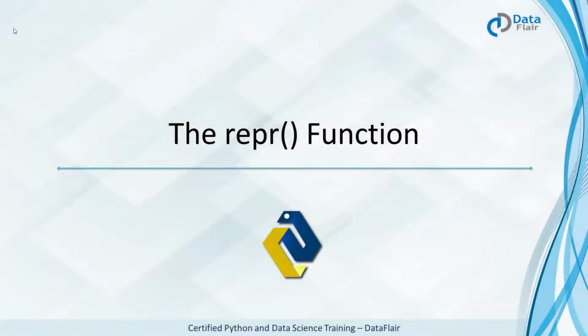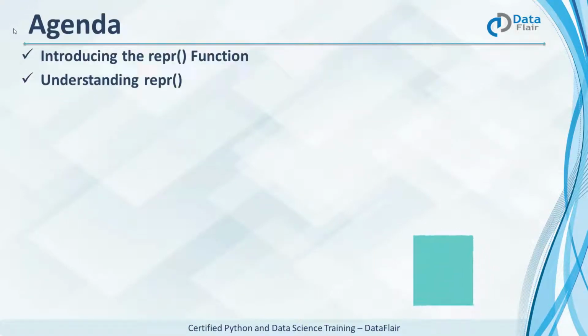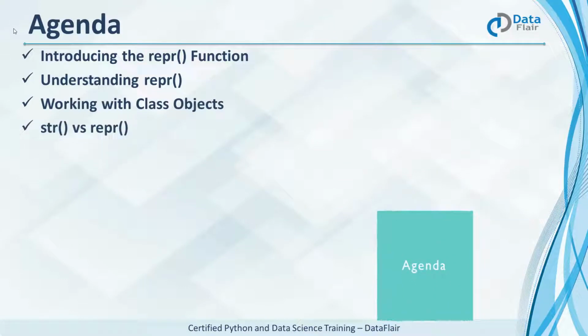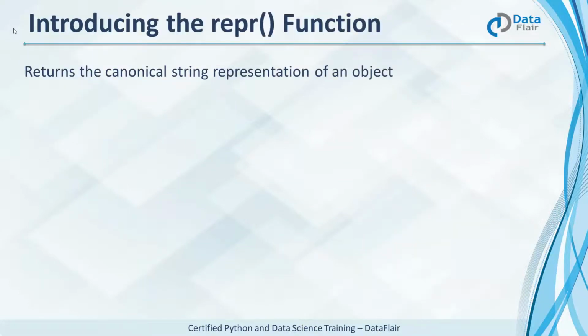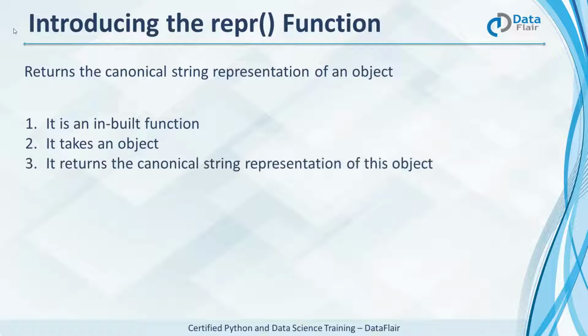The Repr function in Python. Today we'll talk about the Repr function, work with class objects, and compare it with the str function. Repr is an inbuilt function that takes an object and returns its canonical string representation.